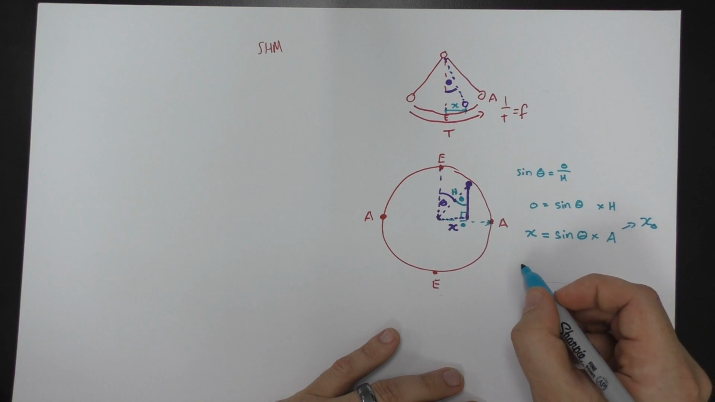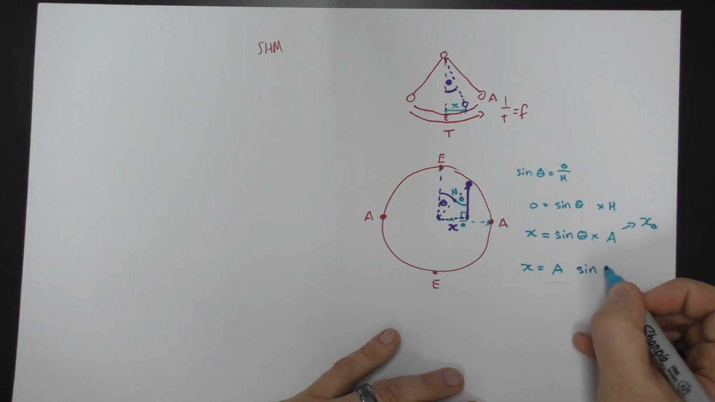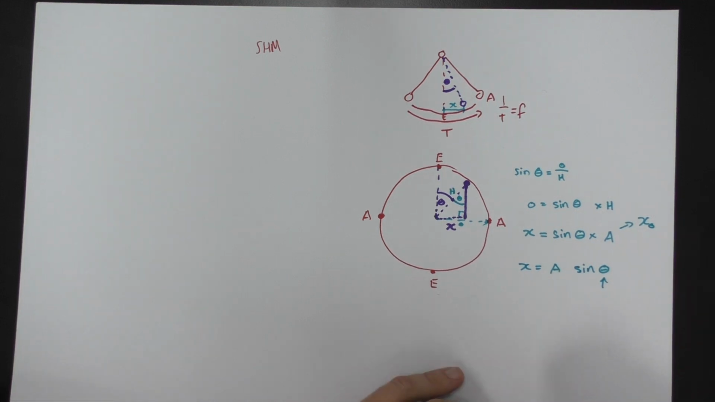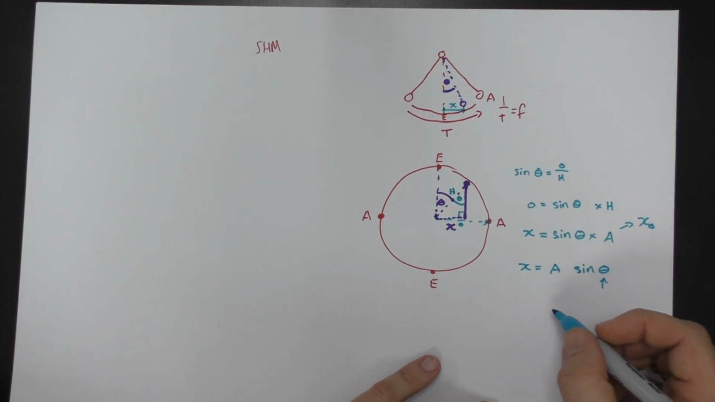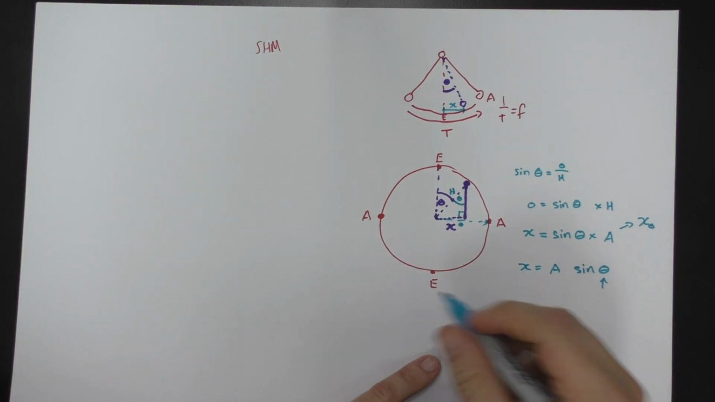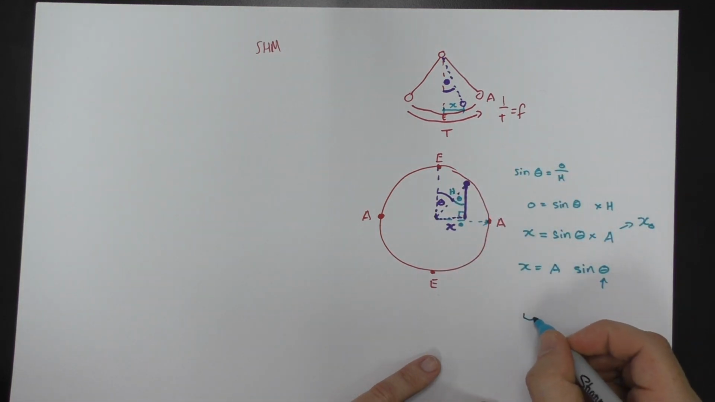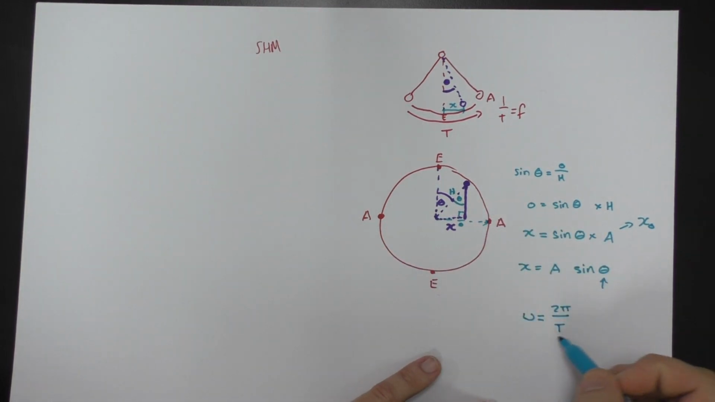So x will be equal to A, amplitude, times by sine theta. Well, what's interesting about that is that we can actually then make this into something more useful. Think back to some circular motion equations. Theta on a circle is found from thinking about its angular velocity. So angular velocity is defined as 2 pi over T. Well, 2 pi is the radian value of a full circle, and T is the time period.